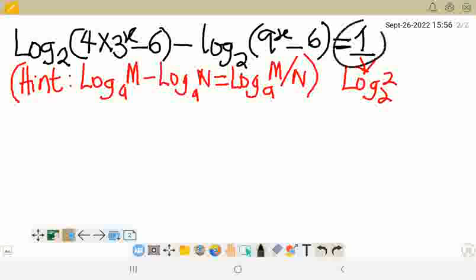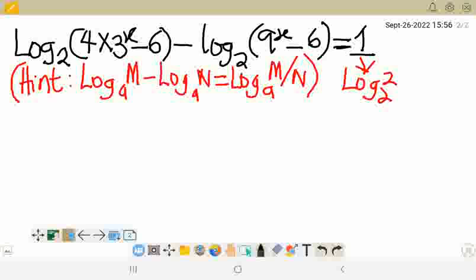Then for the right hand side, our 1 is going to be changed to log 2 to base 2 in order to cancel out the log. 1 is equal to log 2 to base 2 because 2 raised to the power 1 will give 2.